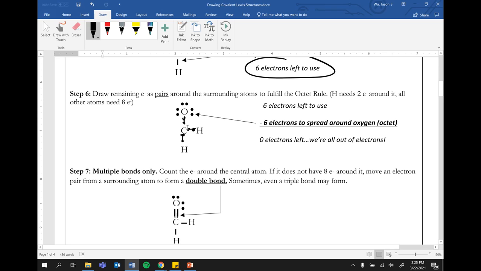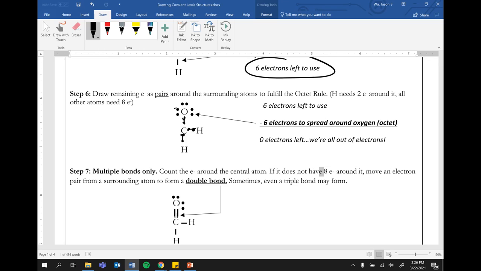Carbon has 1, 2, 3 valence electrons, and then 3 shared with it. So for a total of 4, 5, and 6, it has 6 electrons in total. It has 3 valence electrons and 6 electrons in total in this picture. And that's not good. We want it to have 8. So if it does not have 8, I need to convert 2 electrons from here into a double bond.